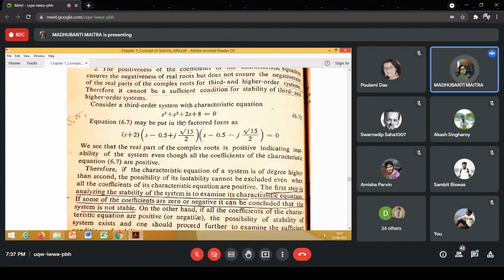Now apply the Routh stability criterion for this particular system having this characteristic equation. Already you have solved for the roots, and you have found the locations of the roots on the s-plane. Now apply the Routh stability criterion to find out whether the Routh stability criterion can be validated for this system or not.